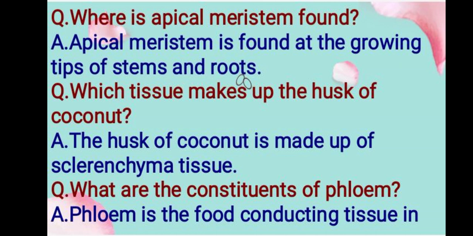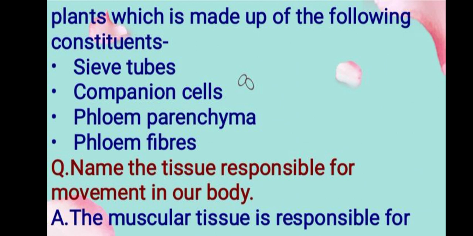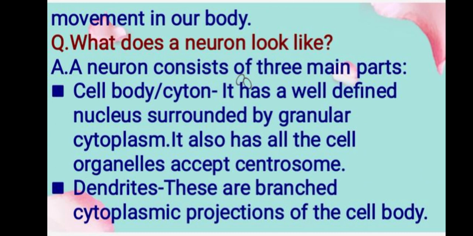Next question is, what are the constituents of phloem? Phloem is the food conducting tissue, as we all know, and it is made up of the following constituents: sieve tubes, companion cells, phloem parenchyma, and phloem fibers. Next in-text question is, name the tissue responsible for movement in our body. So children, the answer is quite clear. The muscular tissue is responsible for movement in our body.